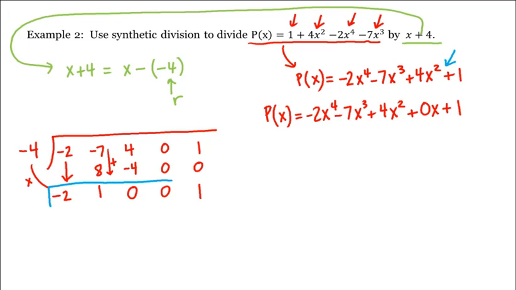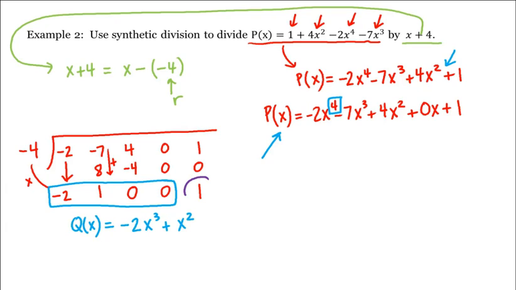Now remember, these are the coefficients of our quotient. But moreover, our quotient is 1 less in degree than this dividend here, p of x, which is of degree 4, which means q of x, our quotient, is of degree 3 with these coefficients. Therefore, it is equal to negative 2x cubed plus 1x squared plus 0x plus 0, which we don't need to write. And this is our remainder, r of x.